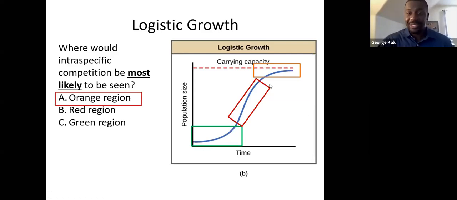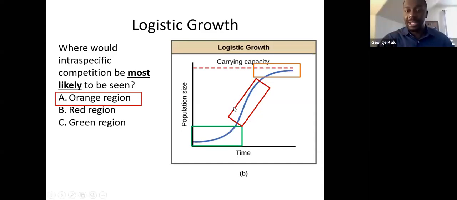So where we have the most individuals, yeah, sorry, Kimberly. Where we have the most individuals is where we're going to see the most competition, right? So the more individuals we have there, the fewer resources are going to be available, and so there's going to be much more competition for access to those resources.